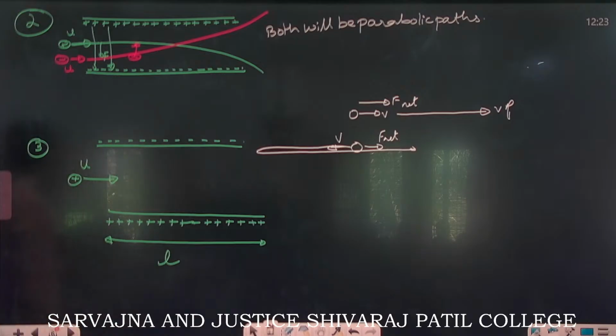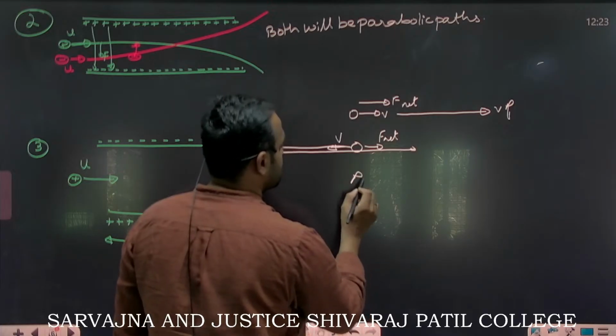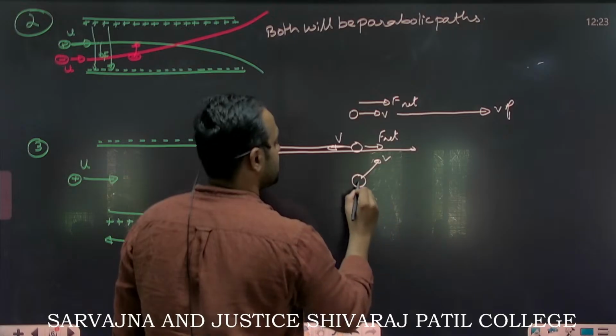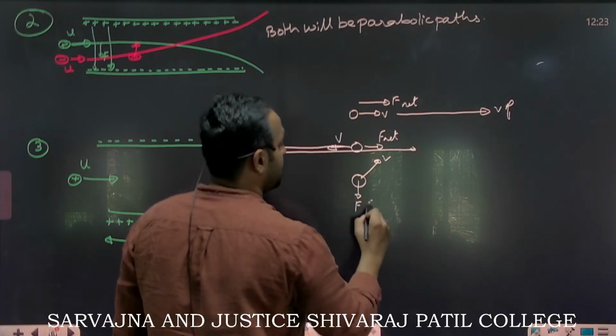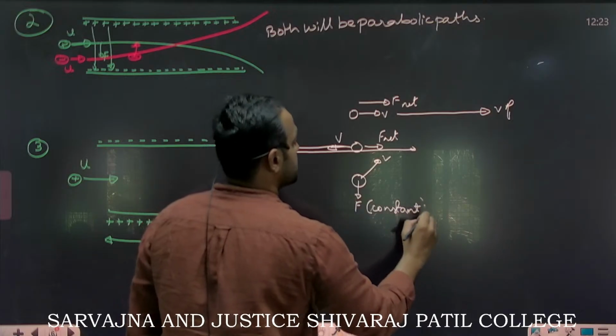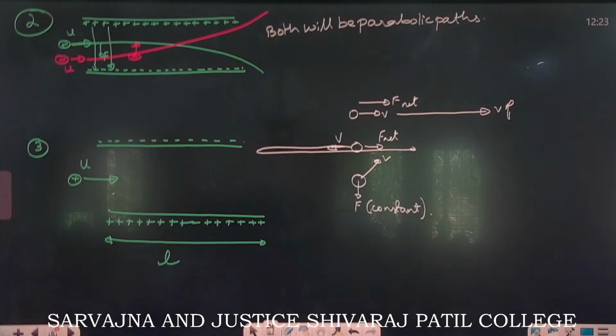Now, if there is any other relation between force and velocity, let's say the velocity is like this, and this force is like this, what path will it take?